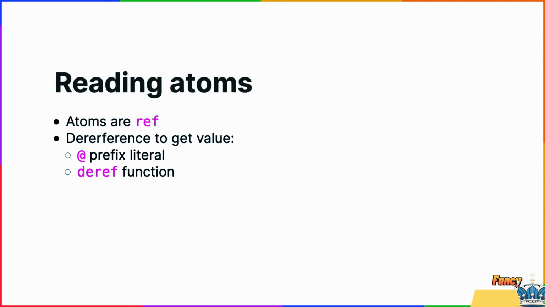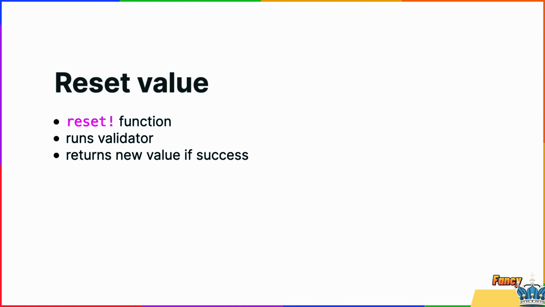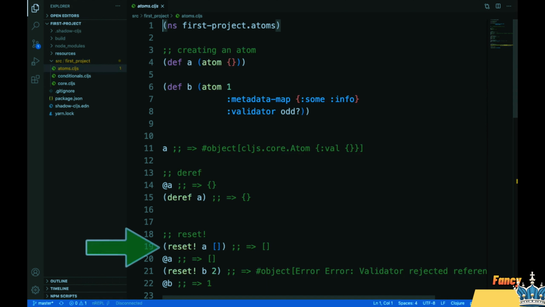To get the current value of an atom or any ref, we need to use the deref method. There are two ways to dereference: the literal way using the @ prefix, and the functional way using the deref function. If you want to update the value without caring about the initial value, you can use the reset! function on an atom. This function takes two arguments, the atom to reset and its new value.